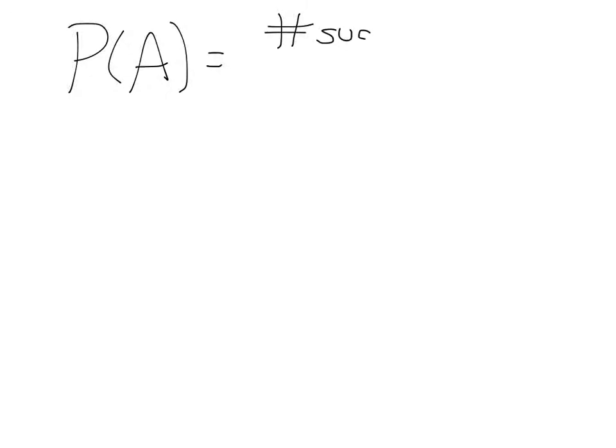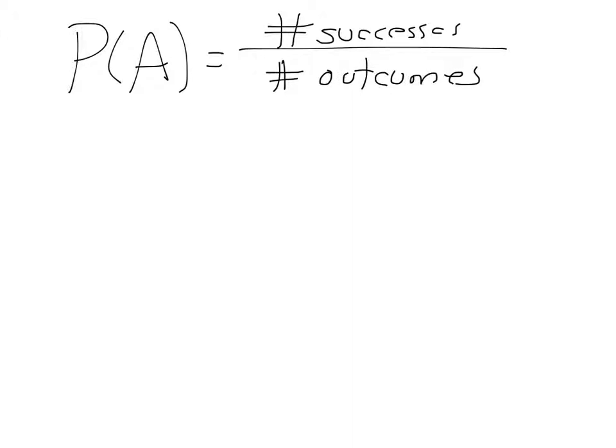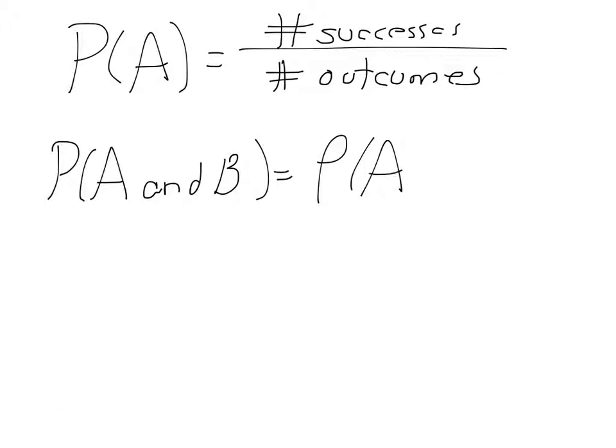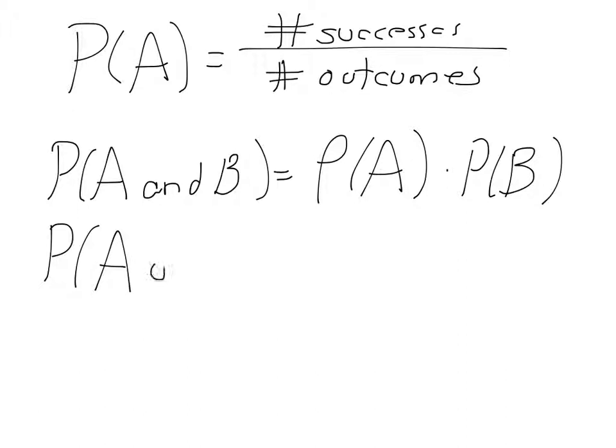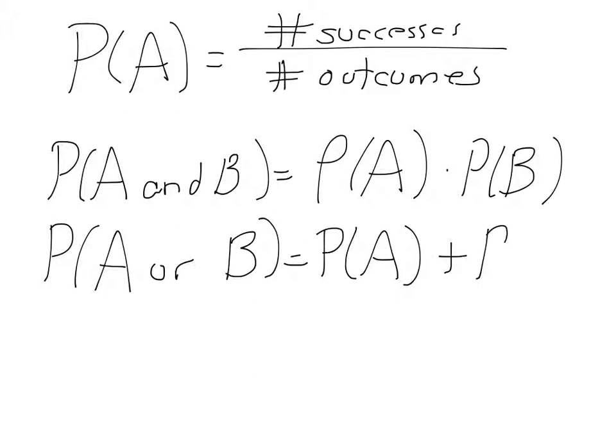So to review, in this video we discussed probability. The probability that some event happens is ultimately the number of successes over the total number of outcomes, or possible outcomes. We learned the general rule that if you have the probability of A and B, you should multiply the probability of A times the probability of B. We learned that if you have the probability of A or B, then you should look at the probability of A plus the probability of B.